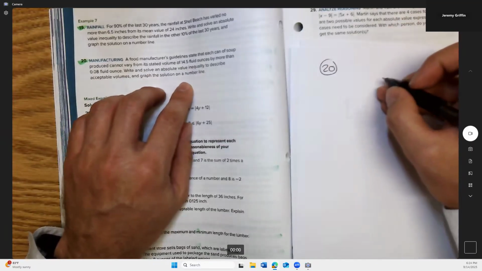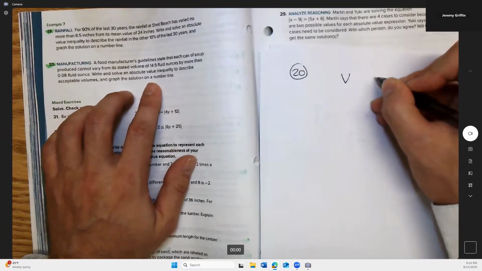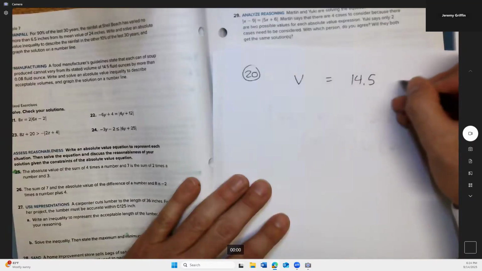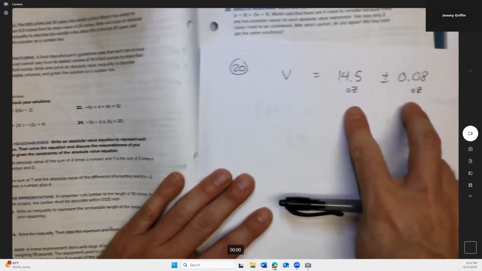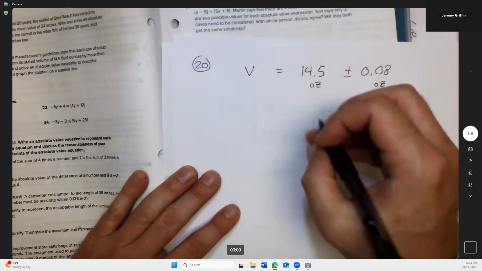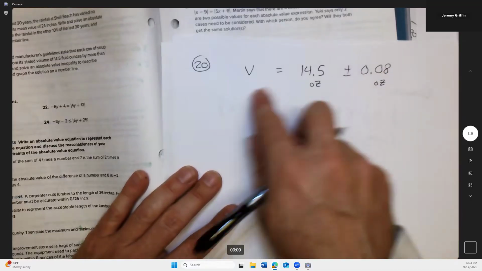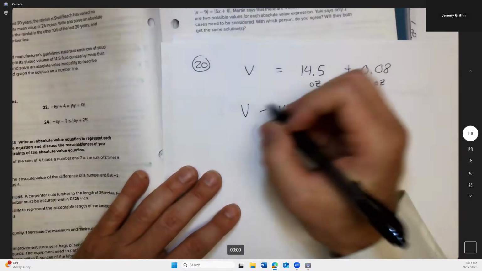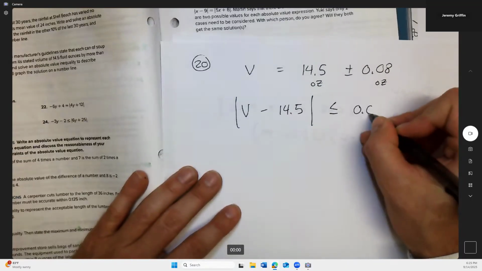Right. So the can of soup, maybe I'll do V for volume. Okay. Should be equal to ideally 14.5 fluid ounces. So OZ for ounces, right? Plus or minus 0.08 ounces. Right, so that. Okay. So let's do some algebra here. I'll drop the units, but you guys know the numbers refer to ounces. Subtract here over 14.5. So the difference between the actual volume and the ideal volume of 14.5 ounces, okay, should be less than or equal to 0.08 ounces.